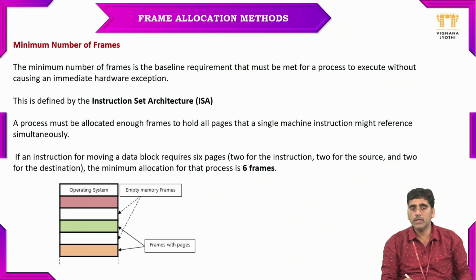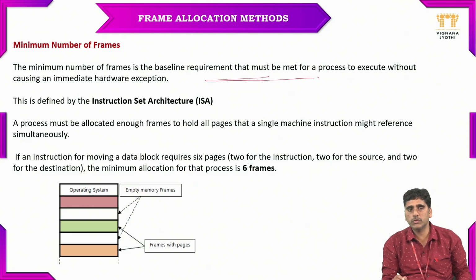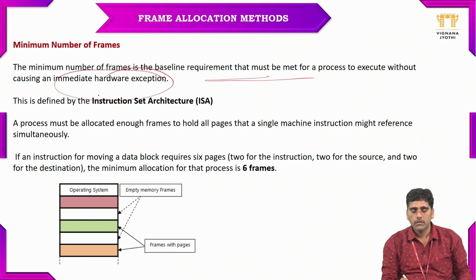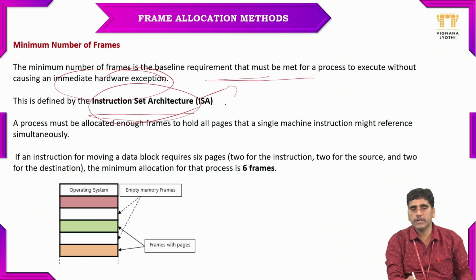First one is minimum number of frames. The minimum number of frames is the baseline requirement that must be met for a process to execute without causing an immediate hardware exception. So it is the number of frames allocated to each process to execute as usual and get the job done. This is defined by the instruction set architecture.